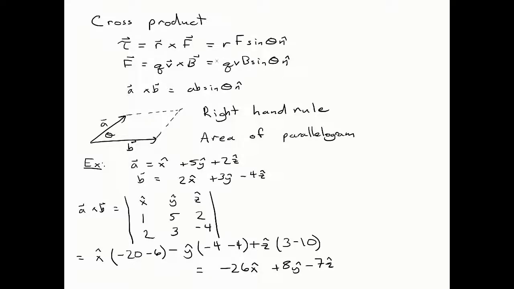And another important fact to know about the cross product is if your two vectors are parallel to each other, then the cross product is 0, because then the parallelogram wouldn't have any area.